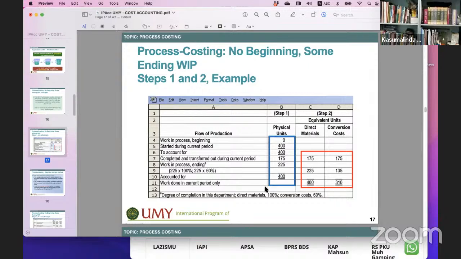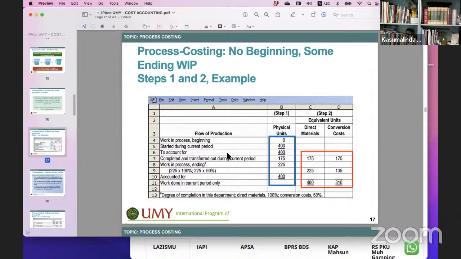Now we go to the calculation of equivalent units. How do we calculate the equivalent units? I think I already mentioned to you, for the completed units, we don't have a problem, because the equivalent units for the completed units is the same. If we complete 100 units, the equivalent units for the completed units is 100, because they are 100% complete.